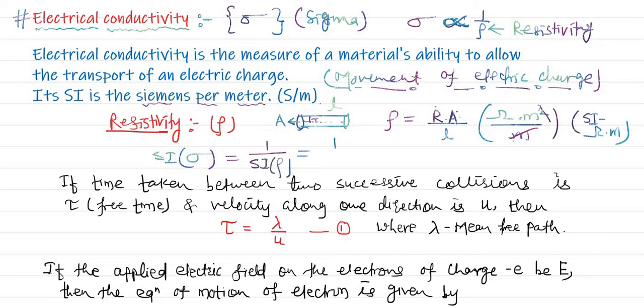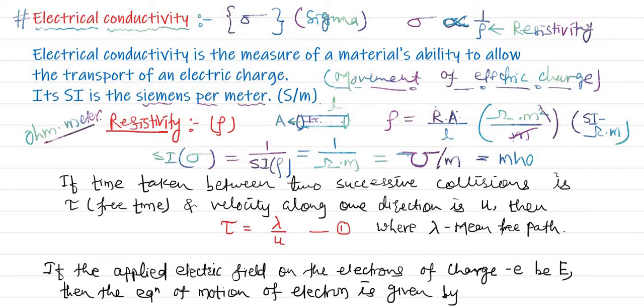So what is the SI unit of resistivity? We know it is ohm meter. This can also be written in the reverse manner as per ohm per meter, also known as mho per meter. This mho is nothing but Siemens per meter. In words, we write ohm meter for resistivity, right?